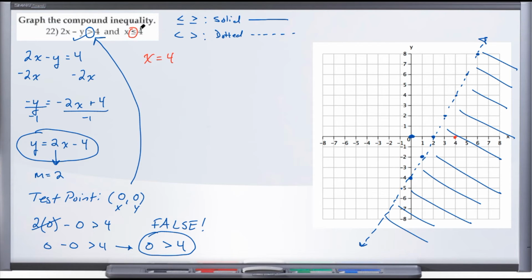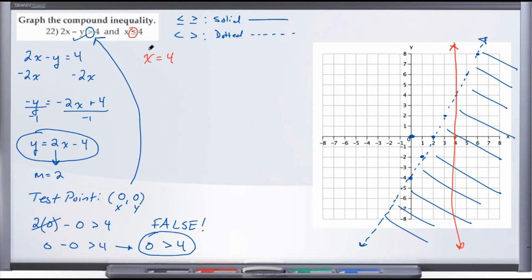But first, let's find out what kind of line we're going to draw, dotted or solid. Because this is a less than or equal to, we're going to have a solid line. So we're just going to draw a line that goes up and down, something like that.